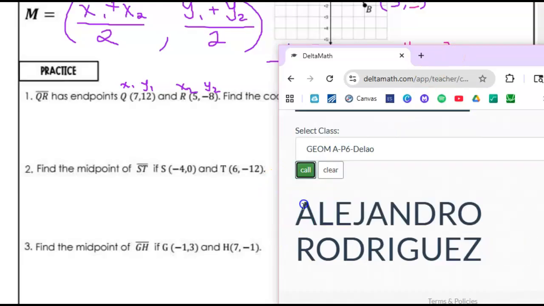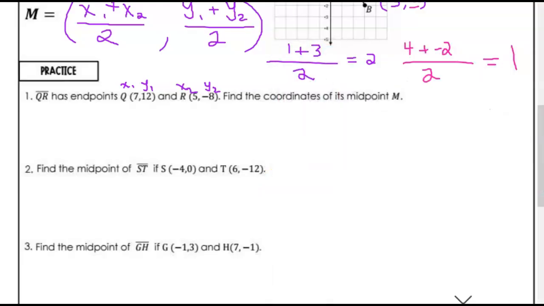All right. Alejandro, what do I add first? The X's or the Y's? Good. Can you tell me the X's, please? 7. Okay, so 7 plus 5. And then what do I do after I add them? Divide by 2. Good. Divide by 2.